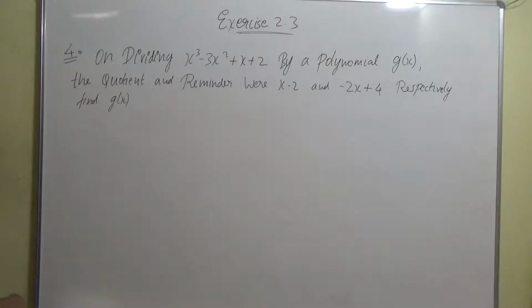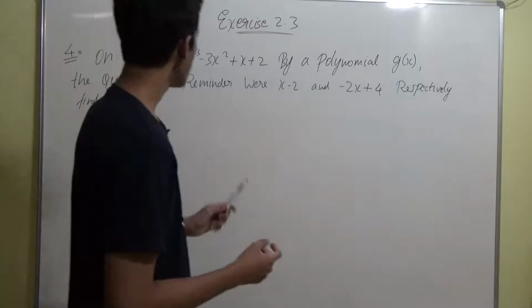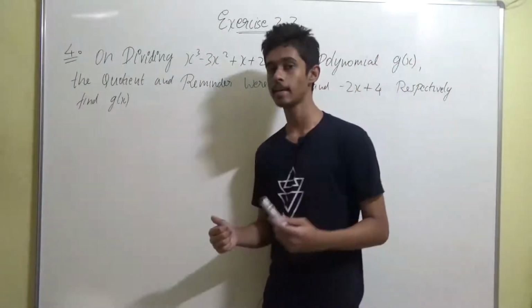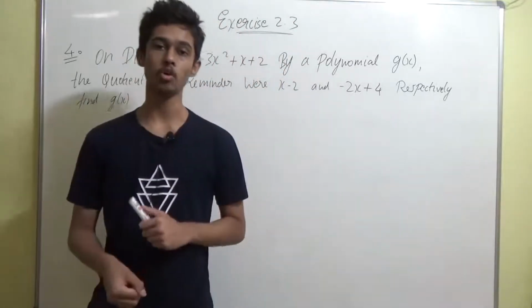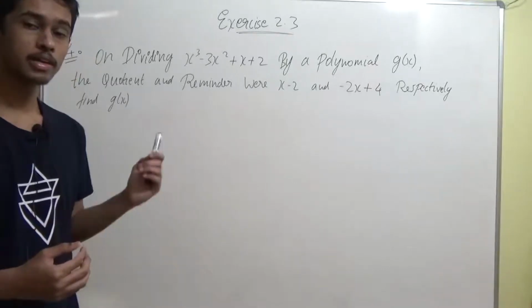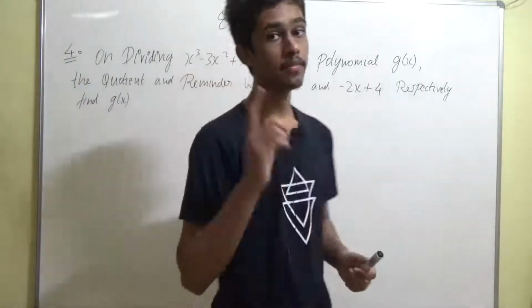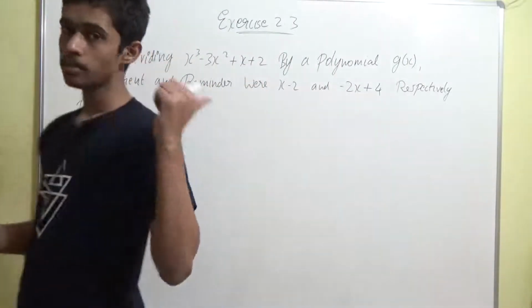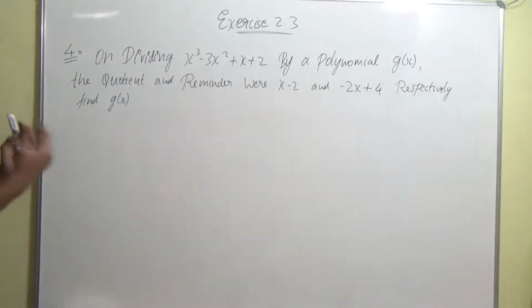So guys, now we are going to the fourth question of the exercise. In the fourth question, we need to use two things, guys. One is the division of polynomial, obviously, and the second thing is your basic concept of what dividend is equal to. Dividend is equal to divisor into quotient plus remainder. That concept which you have learnt in the lower classes is going to apply in this polynomial as well, guys.